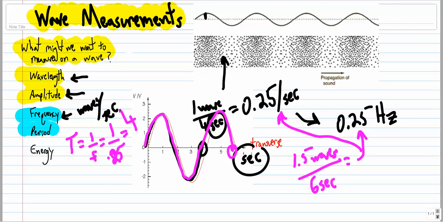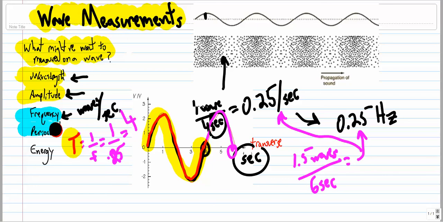So you should be thinking, well, hold on now, I didn't need to do that math because period is the time for one wave. So if we're looking at the time of one wave, why don't we just trace out one wave and look at the time? Right here, it was 4 seconds. So the period was 4. We could just measure it directly from the graph instead of doing the math if we wanted to.